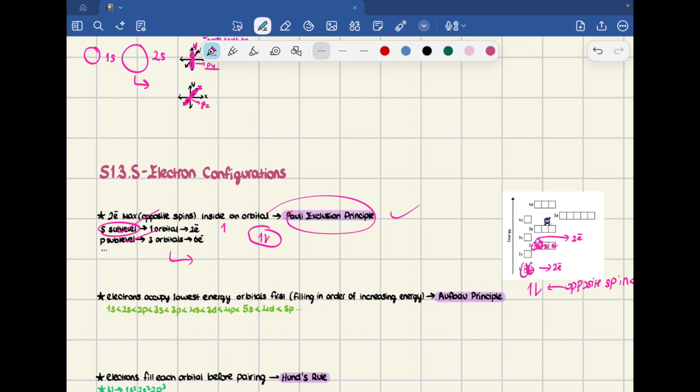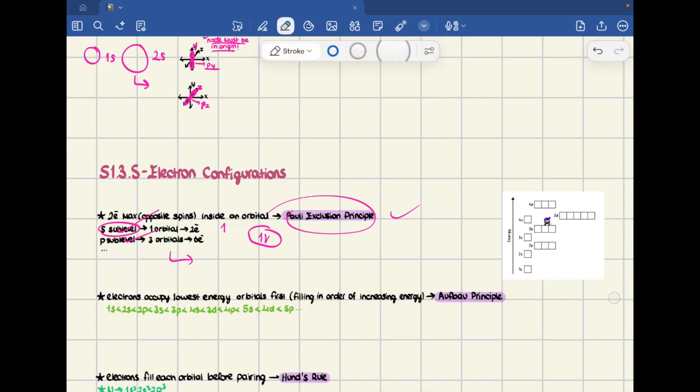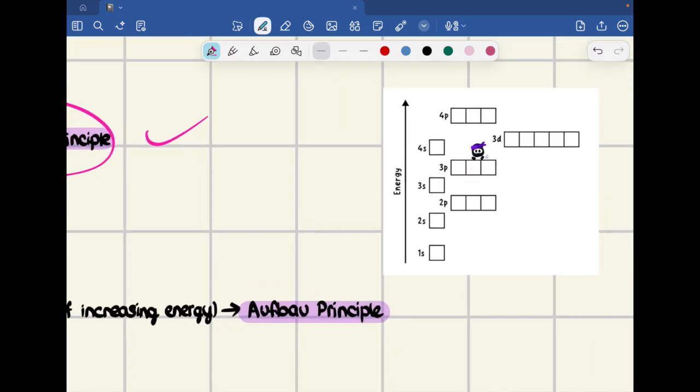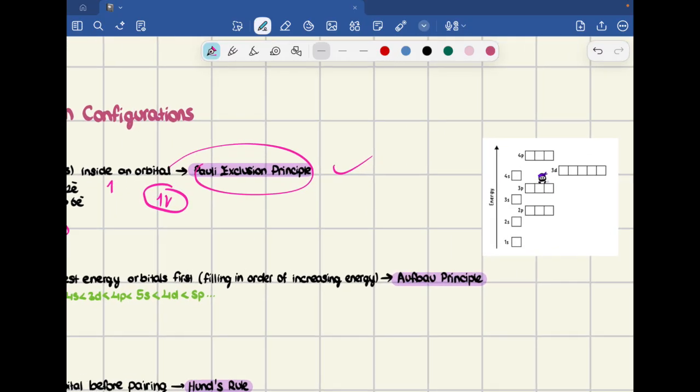Another rule is the Aufbau principle. The Aufbau principle states that electrons occupy the lowest energy orbitals first. So the orbitals are filled in order of increasing energy. When we're drawing this diagram, let's say that we're drawing for magnesium, and it has 12 electrons. Let's fill this diagram according to the Aufbau principle. It will be filled in order of increasing energy.